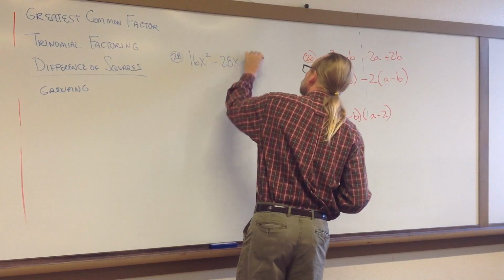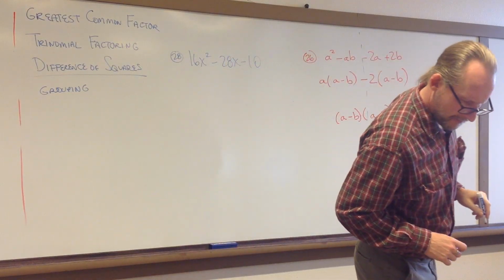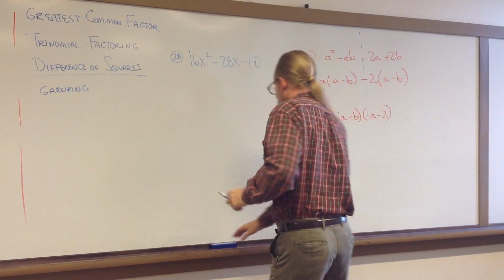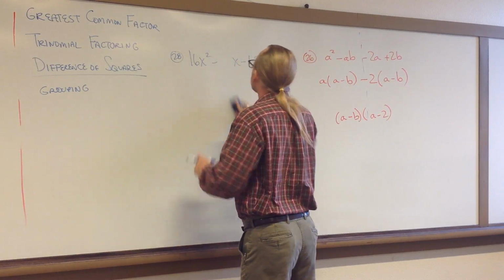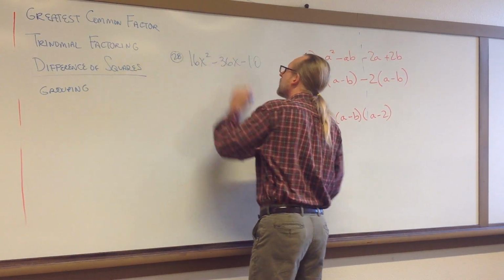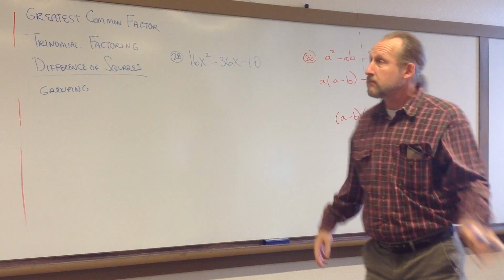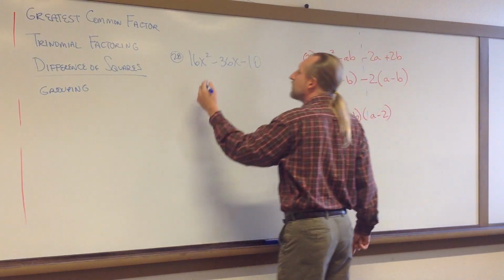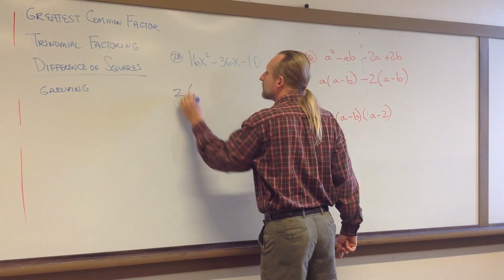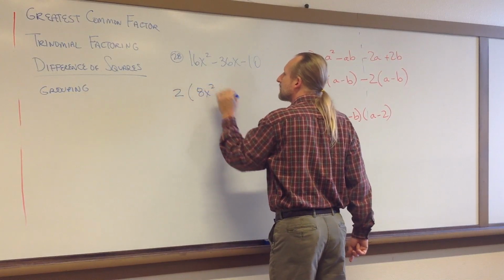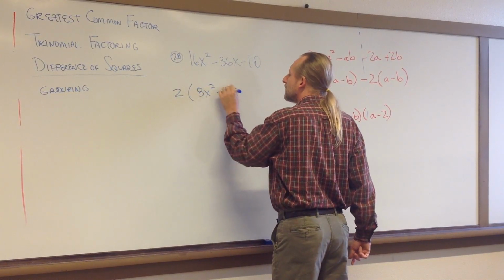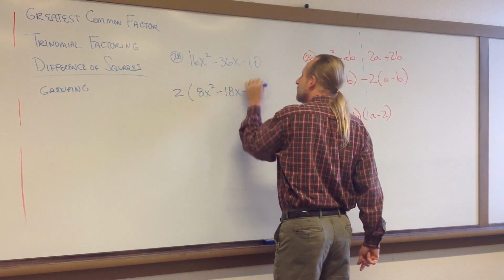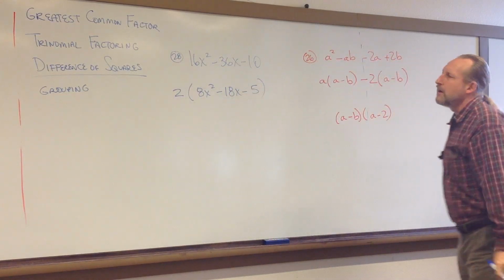28x minus 10, was that it? No, 36x minus 10. Okay. There we go. So again, we have a common factor here. These are all even numbers, so we should factor out 2. That'll be 8x squared minus 18x minus 5.